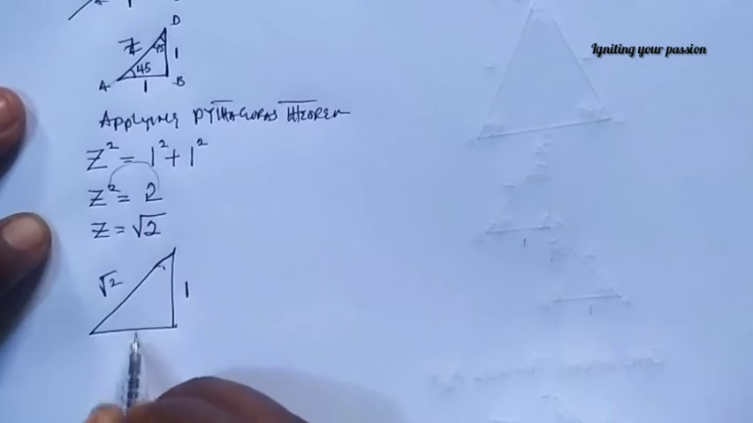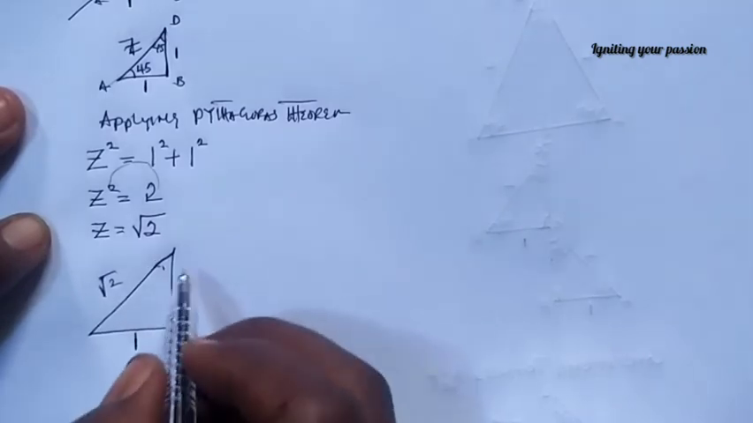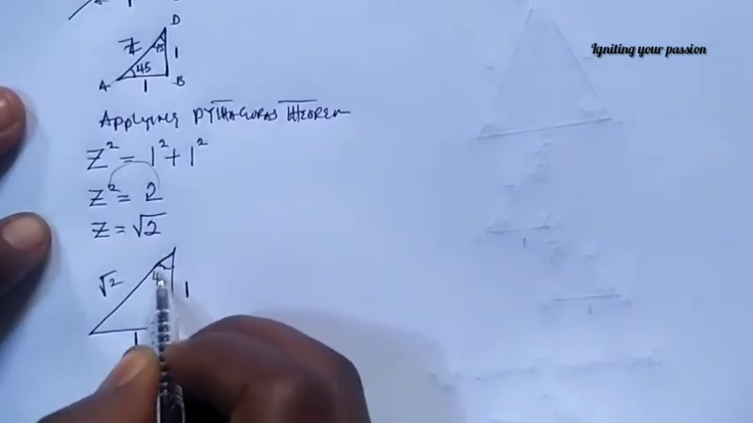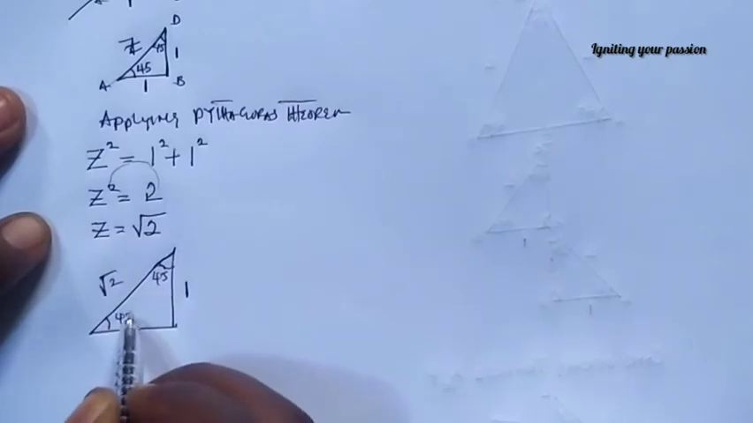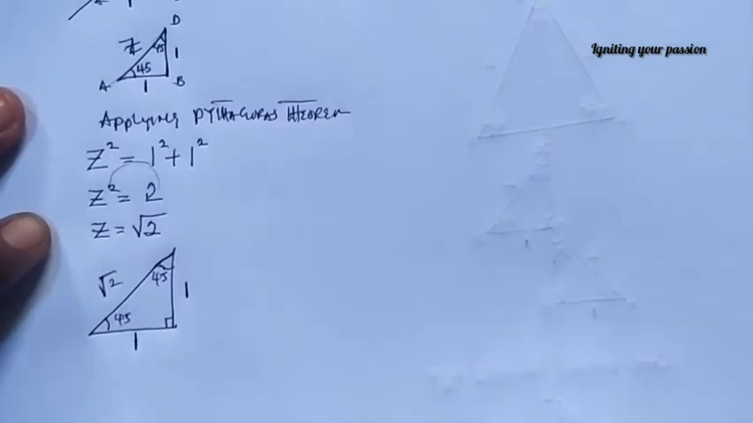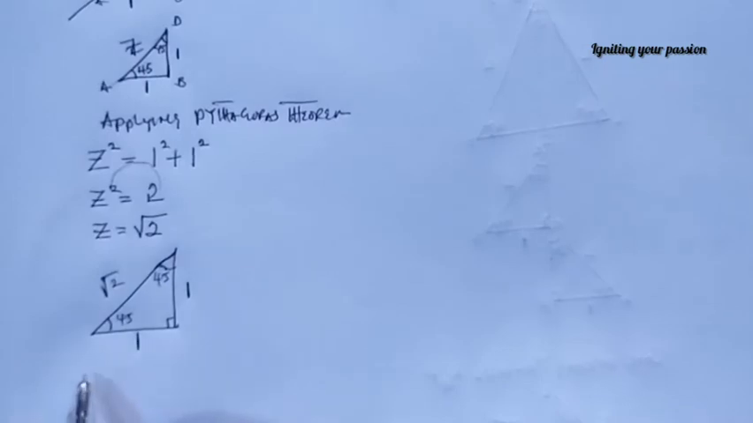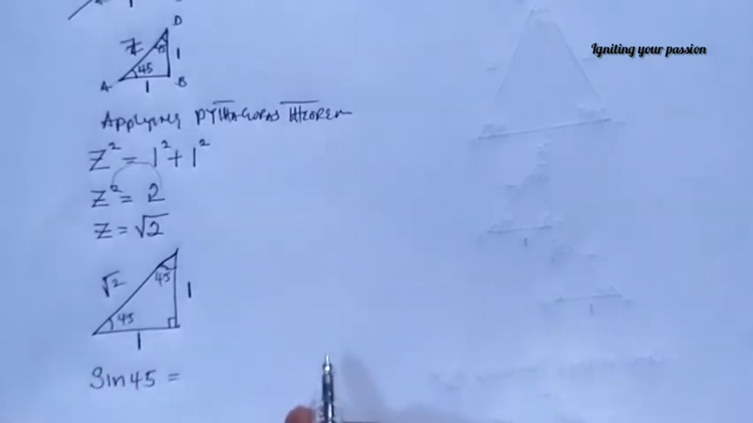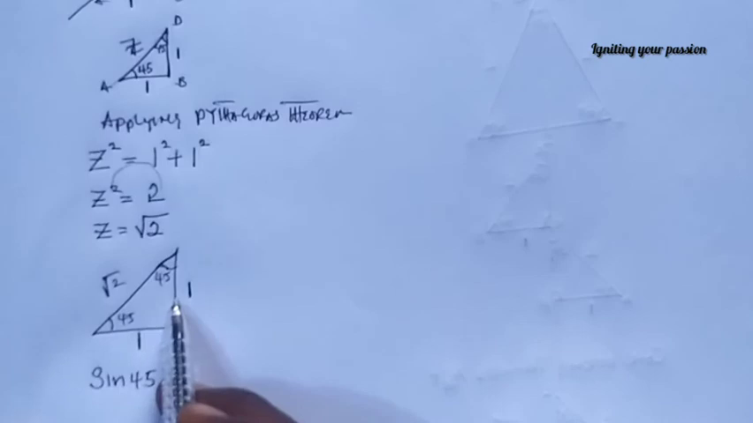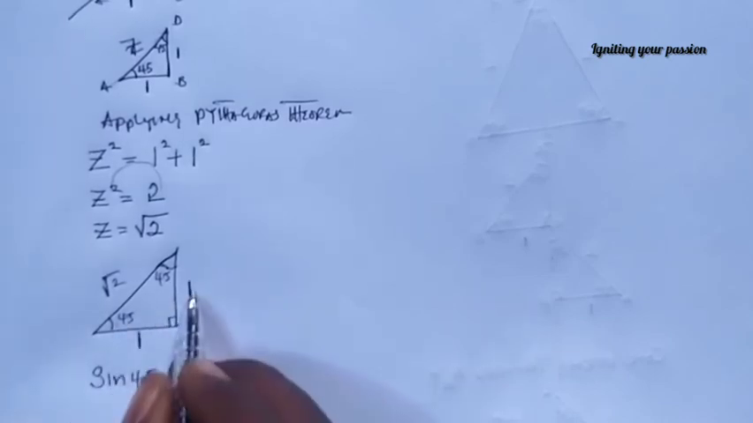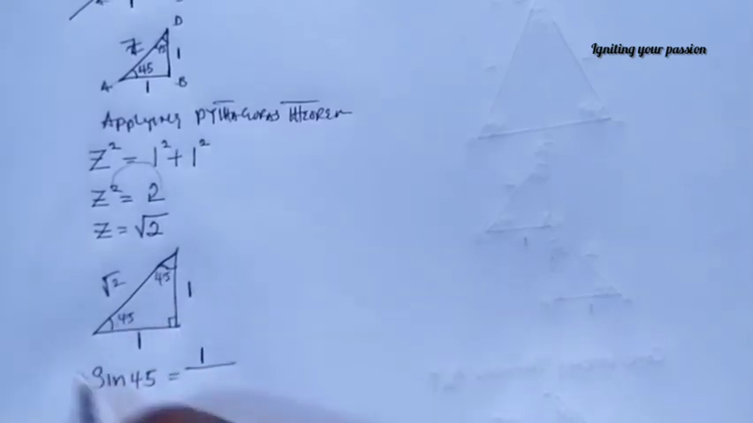Here is 1, here is 1, right? So the angle here, we say it is what? 45. The angle here is 45, and here is what? 90. So if we start, we can easily look for the sine 45, which will give us what? Opposite over what? Hypotenuse, right? So this is my opposite. We have 1 because the angle is facing here, all over what? Hypotenuse, which is what? Root 2.